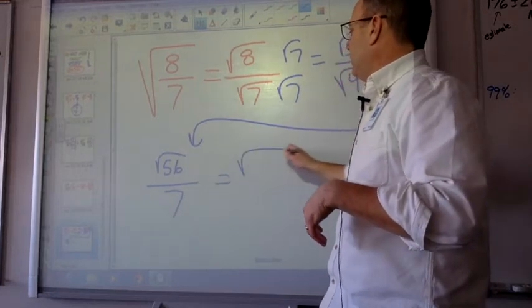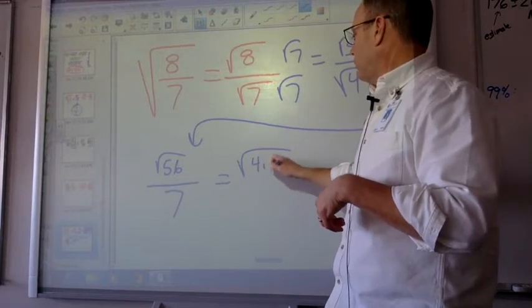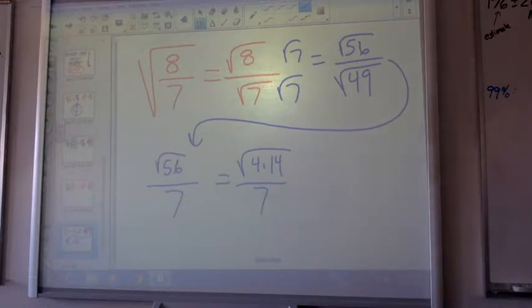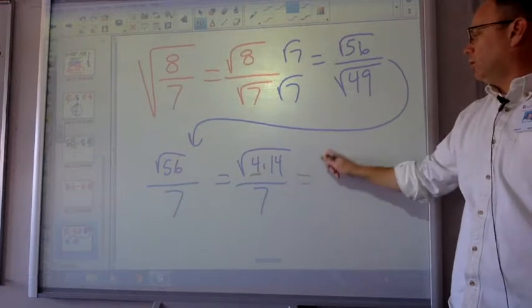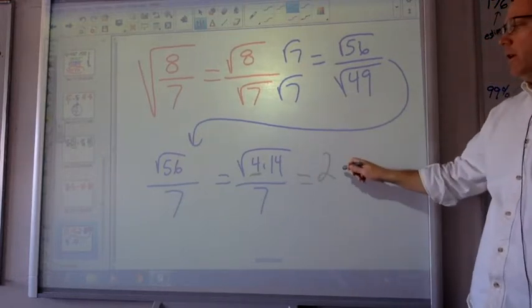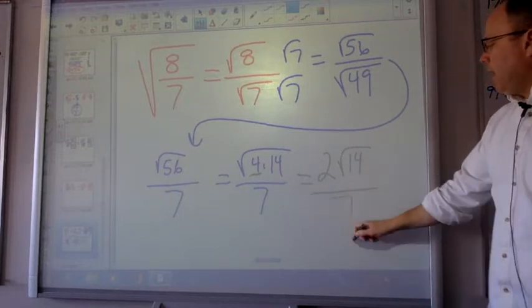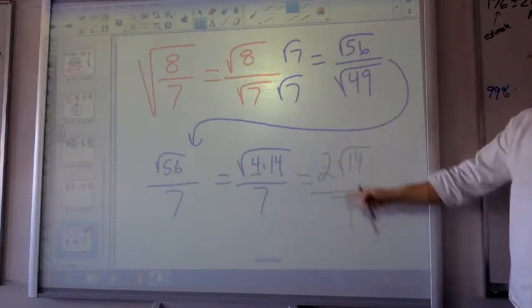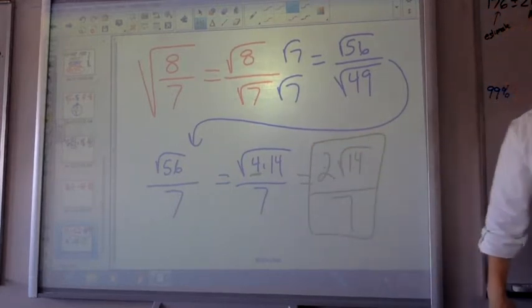So, I recognize 56 breaks down to 4 times what? 4 times 14. Okay. So, I realize that 4 is a perfect square. It's not a huge perfect square, but it's still a perfect square. So what is the square root of 4? 2. So 2 is now outside. What's left inside? Root 14. What's left on the bottom? 7. Hey, can I reduce 2 and 7 at all? No. If it was 2 and 8, it would reduce, but 2 and 7 or 2 and 6 would not. But this is my exact answer: 2 square root 14 over 7.